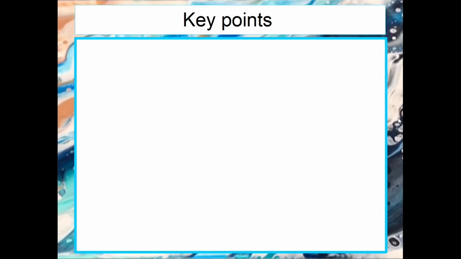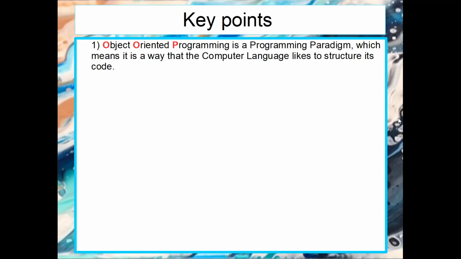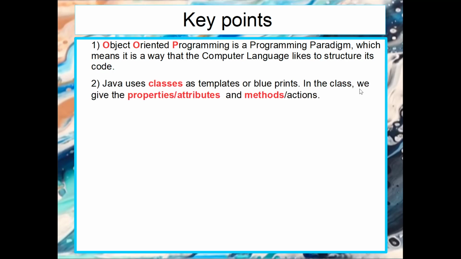The key point in this video is that OOP, object-oriented programming, is a programming paradigm, which means it's the way we're going to structure our code in the Java computer language. What this means is that we are going to be using classes as our templates or blueprints, and in the classes we give each class properties, attributes and methods. A method is an action; properties and attributes are just values we assign.